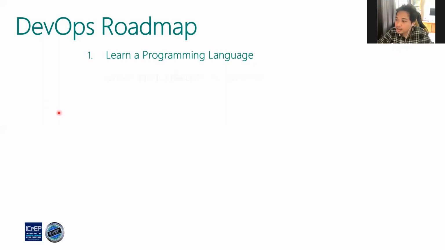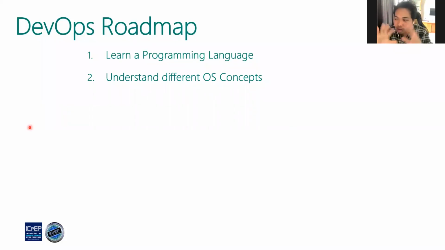Okay? The next step to becoming a DevOps is to understand a different OS concept or operating system concept. May it be Linux or Windows. Basta maintindihan mo lang yung mga ports, sockets, memory, storage, or file system, like NFS. Things like those. Input-output management, those concepts that revolve around operating system. Just have an idea of how those work. Pag meron na kayo, then you already passed the second step of becoming a DevOps.